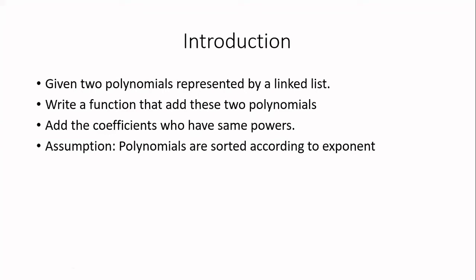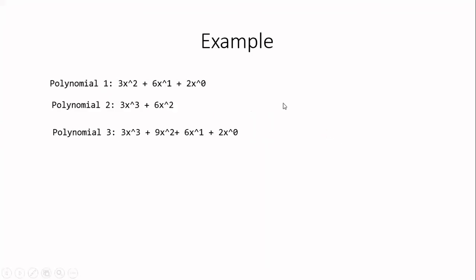So you have to sort your polynomial in the decreasing order of the power, that is the exponent, that we are going to assume. Suppose your polynomial is not in that order, you have to make it to be in the sorted order. So this is the assumption we are making. Now let us see an example here.